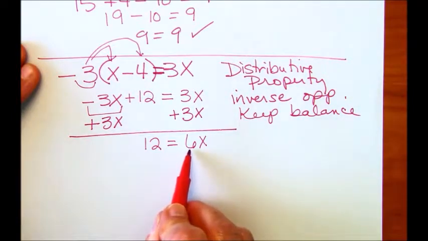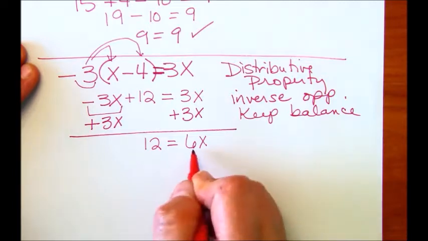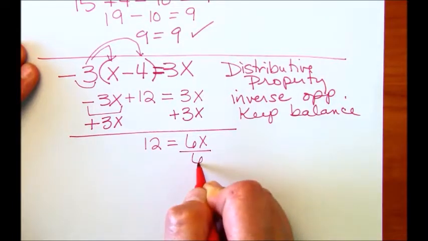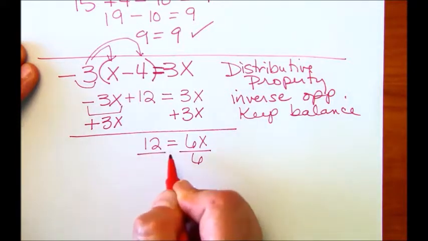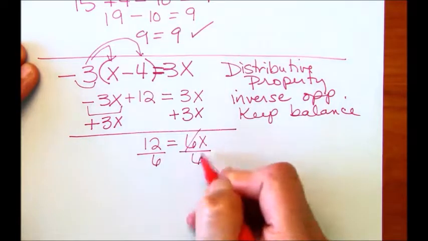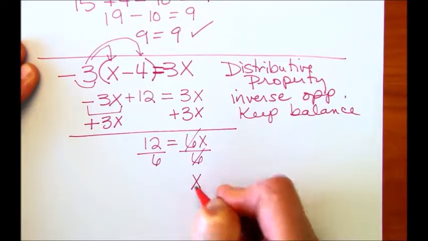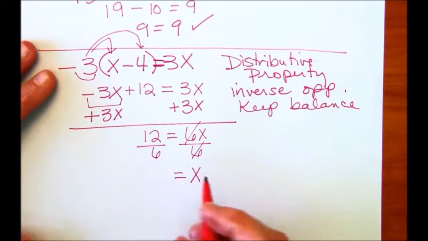Because this is multiplication, 6 times a number, we want to do the opposite or inverse operation, and that means divide. So we're going to divide by this 6 so that they cancel, and I want to divide on the other side by 6. So x is 12 divided by 6, or 2.